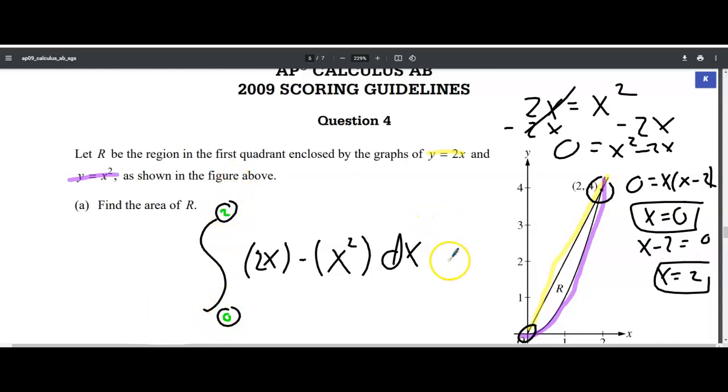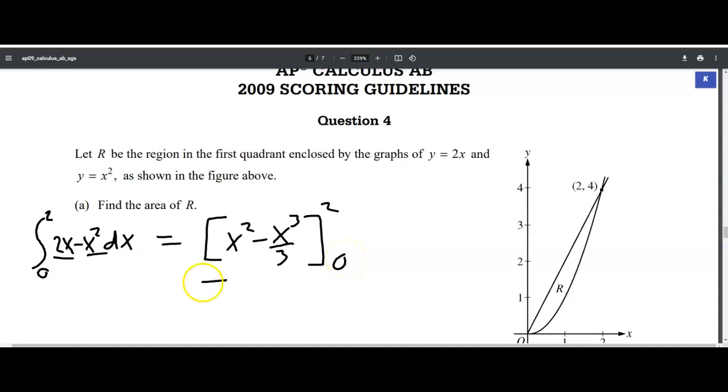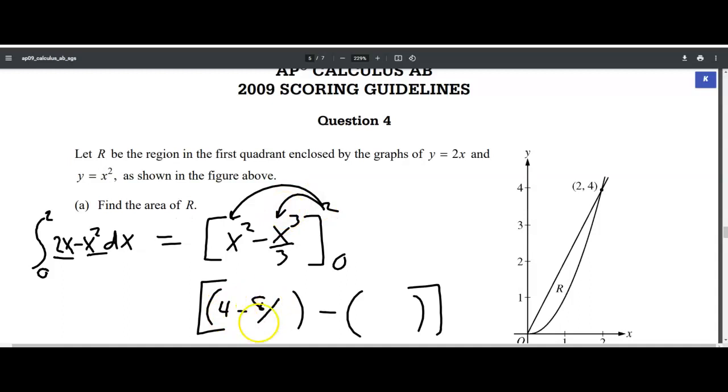All right, so now that we have our setup, let's go ahead and do the integration process. I'm going to make this look a little simpler though. Step 1 is going to be to integrate. The integral of 2x is x squared. The integral of x squared is x cubed over 3. Then we're going to plug in our numbers. If I plug in 2 here, I get 4, and plugging in 2 here, I get 8/3. Then plugging in 0, we end up with just 0, so that whole part we can just ignore.